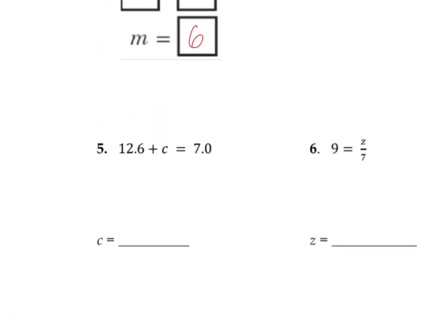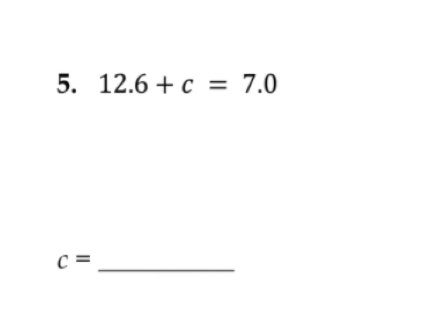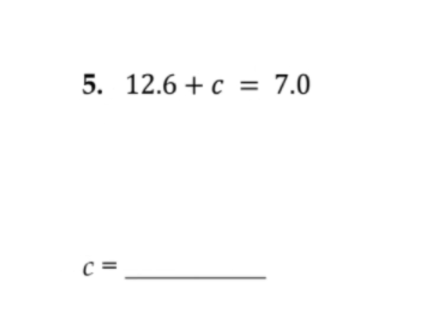On to number 5. We've got some decimals, but still just regular numbers here. So let's see. Here is the variable I am trying to solve for, c. So I have 12.6 plus c equals 7. So I notice here that this is a positive 12.6. And when I see that, I also have addition there.